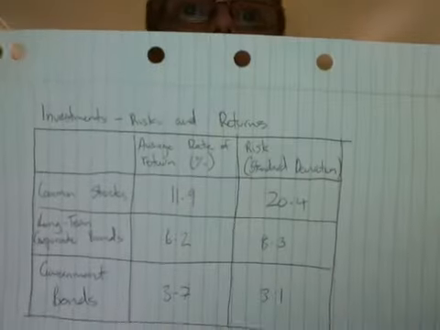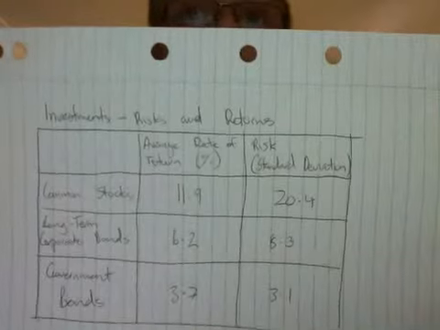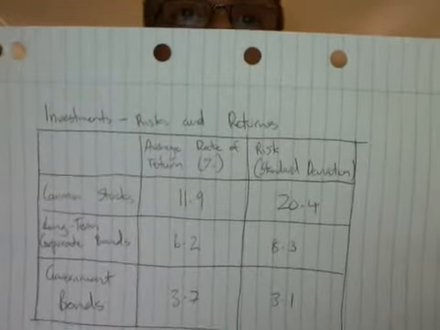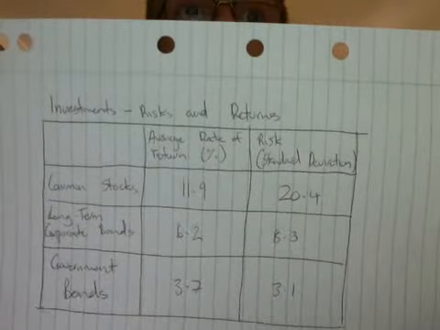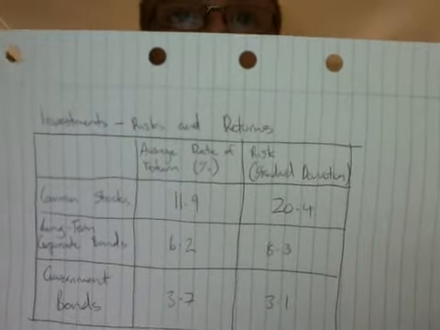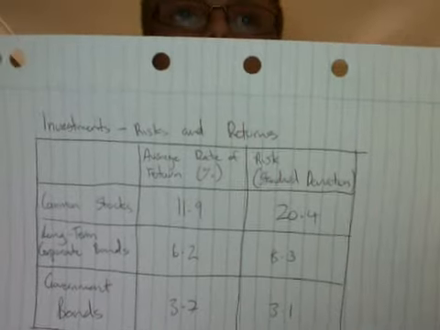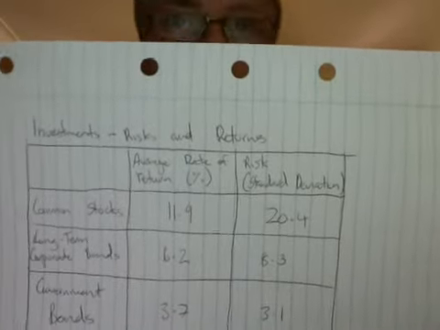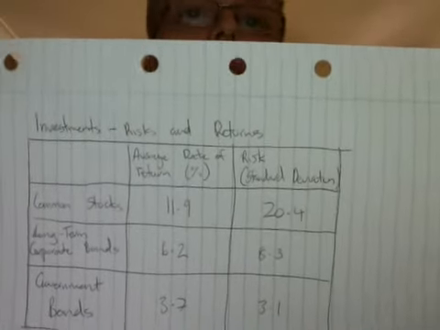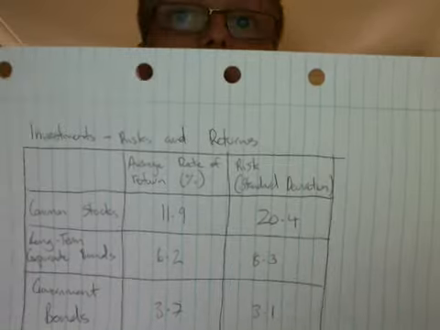So given the following options of shares to purchase, which would you purchase today? As can be seen, common stocks give the highest rate of return with 11.9%, but are the most risky with a standard deviation of 20.4%. Long-term corporate bonds give us a 6.2% rate of return with an 8.3 risk level, while government bonds offer the lowest risk of 3.1 and the lowest rate of return with 3.7. Just looking at that, I would most likely invest in long-term corporate bonds, but I'm sure there are some of us who would choose something else.